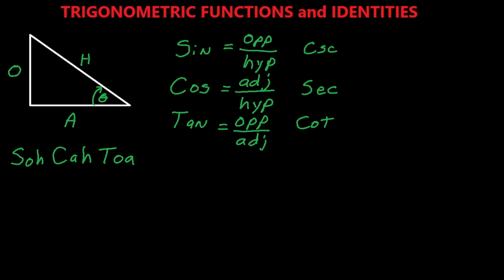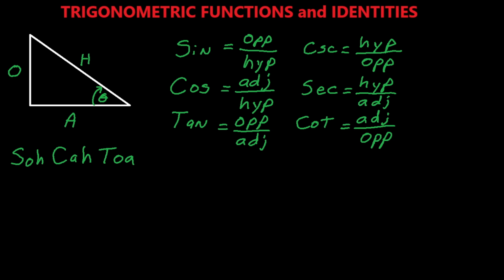Cosecant, secant, and cotangent, which are simply the reciprocals of sine, cosine, and tangent. So cosecant is hypotenuse over opposite, secant is hypotenuse over adjacent, and finally, cotangent is adjacent over opposite.